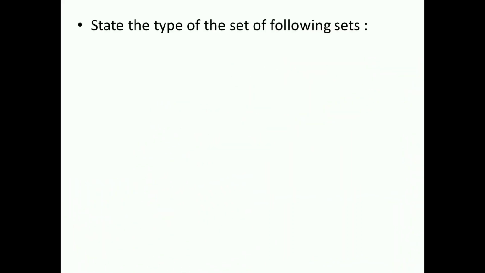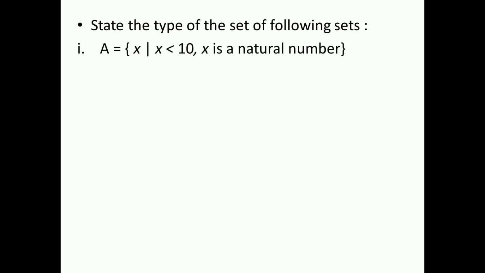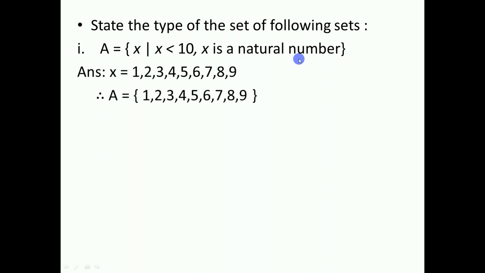Now moving on to the next question, which is to state the type of the following sets. The first set A having a variable x such that x is less than 10 and x is a natural number. You know that natural numbers start from 1 and go on till infinity, but we have to consider only less than 10. So we can consider 1, 2, 3, 4, 5, 6, 7, 8 and 9. So I can write set A as 1, 2, 3, 4, 5, 6, 7, 8 and 9.